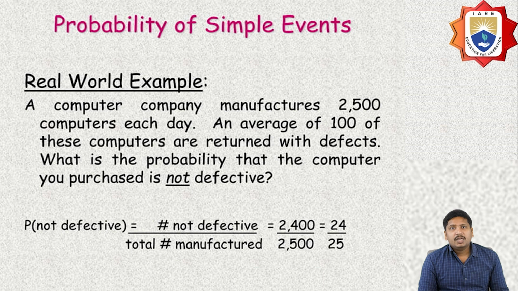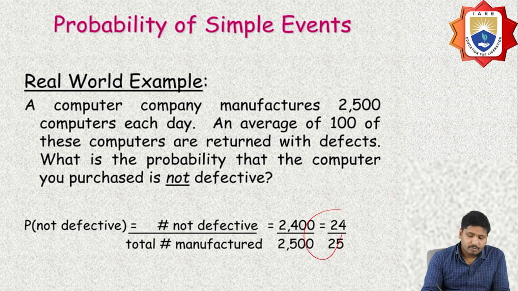And the next one is that a computer manufacturing company is going to manufacture 2,500 computers each day. An average of 100 of these computers are found with defects. What is the probability that the computer you purchase is not defective? So non-defective should be 2,400, and the total manufactured is 2,500. So what is the probability value of obtaining this? 24 by 25.